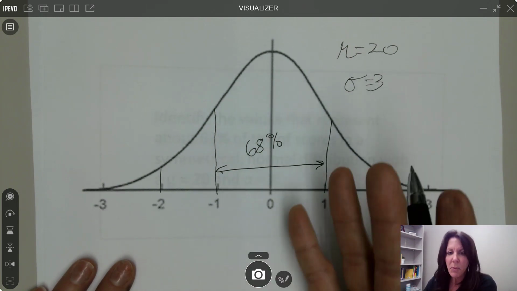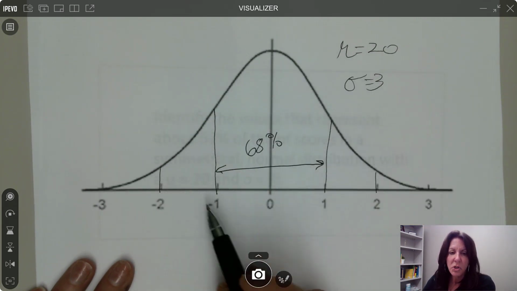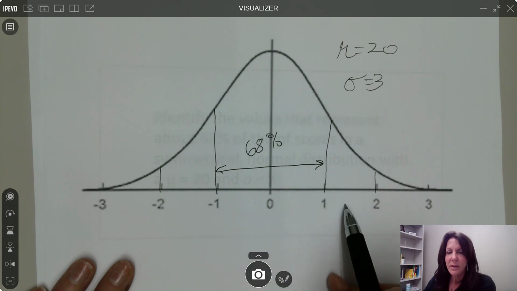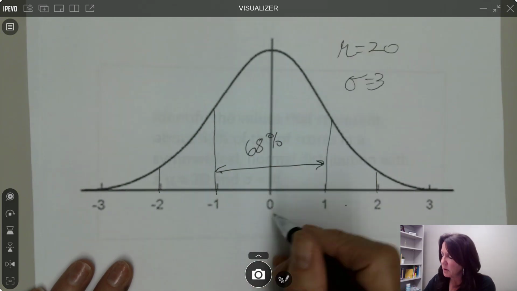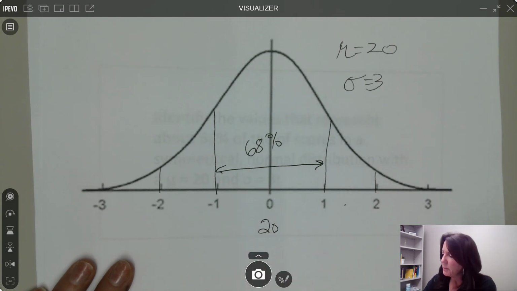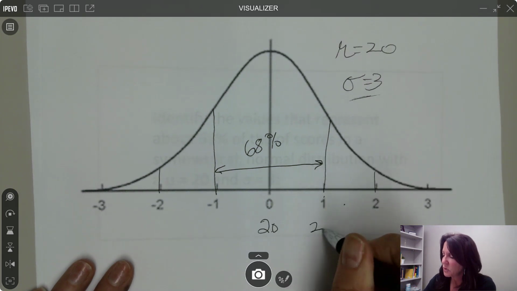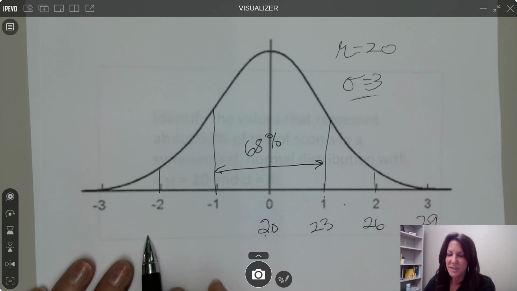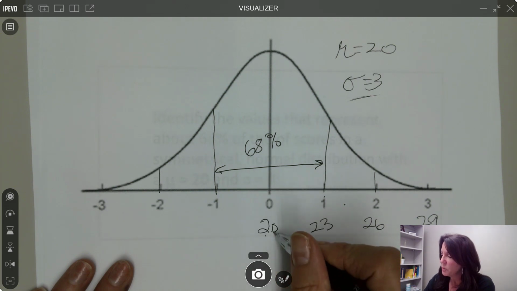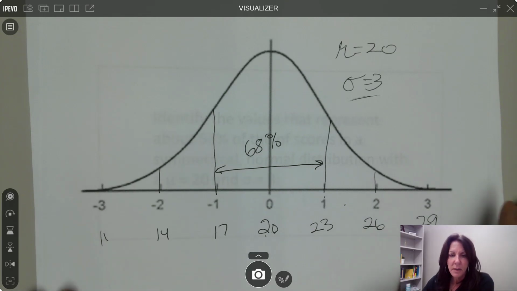This is something to just memorize, that 68% of the scores in this normal distribution are between -1 and +1. Okay, so I can figure out which two values are at -1 and +1 easily. First of all, I put my mean of 20 down here first. Good. Then I'm going to add a standard deviation to each point. 20 plus 3 is 23, plus 3 is 26, 29. And then I do the same backwards. I'm setting up my distribution, 17, 14, and 11, right? Hope I did that math right.